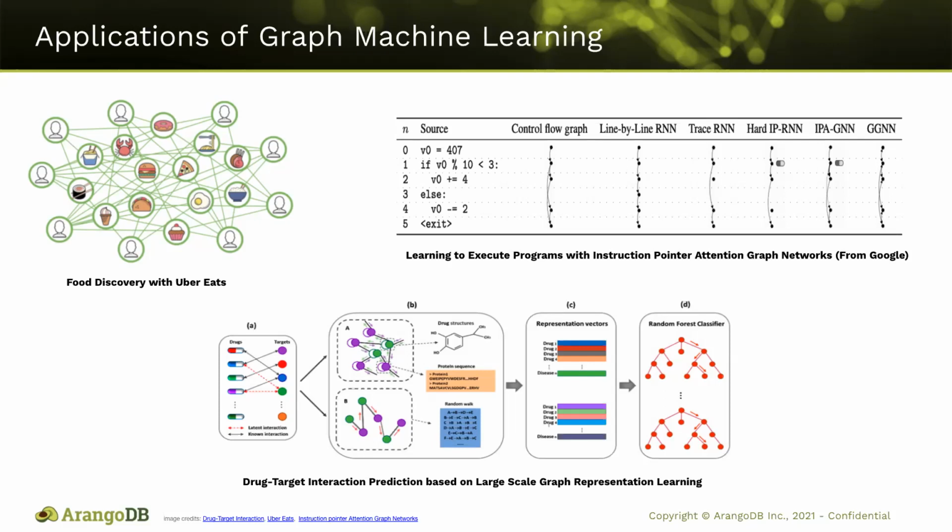Hence, the authors proposed a new method called large-scale graph drug target interaction to predict these interactions based on large-scale graph representation learning, where this algorithm can extract the local and the global structure information from the graph, and at the end, two sets of features are given to a random forest classifier to train and predict the probable drug target interactions.